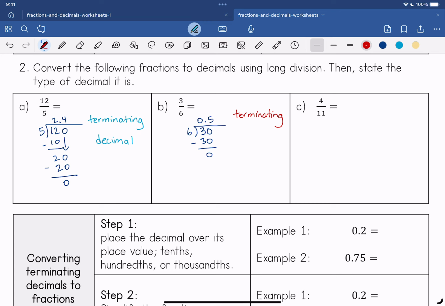And finally, C, 4 divided by 11, and you can use a calculator to check. So 11 goes into 4 0 times. 11 goes into 40 3 times. So 11 times 3 is 33. You have a remainder of 7. Bring down the extra 0. 11 into 70 goes 6 times. So minus 66. You have a remainder of 4 again, which tells you that this is going to be repeating, because after you add a 0 to the 4, you're going to have a remainder of 7 and so forth. Therefore, this is a repeating decimal.